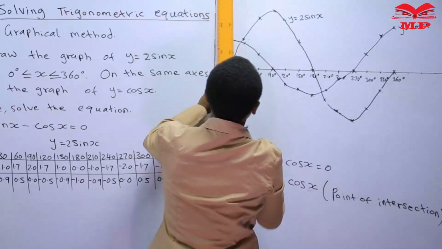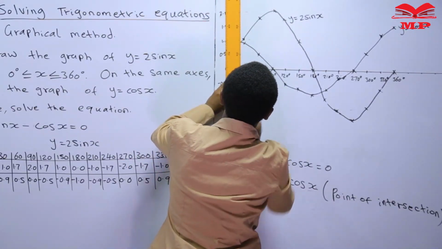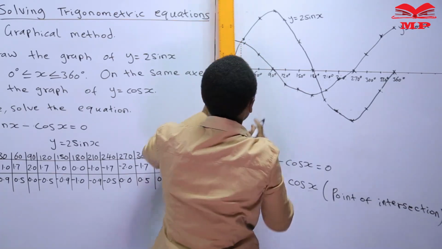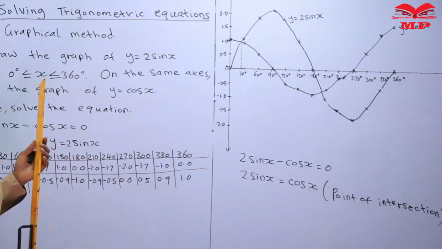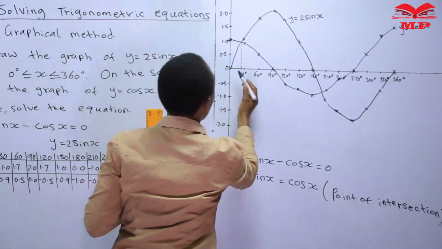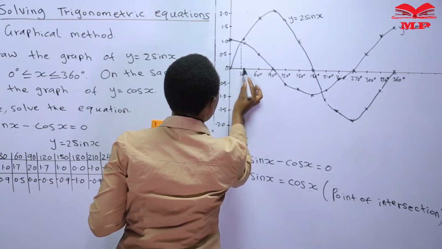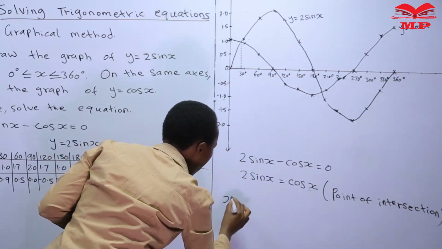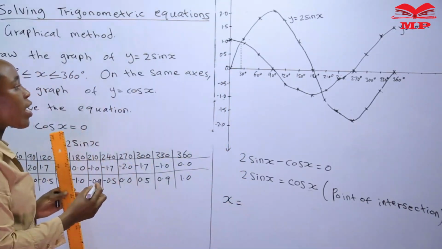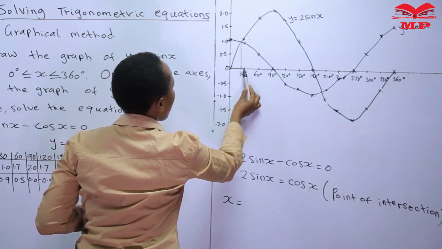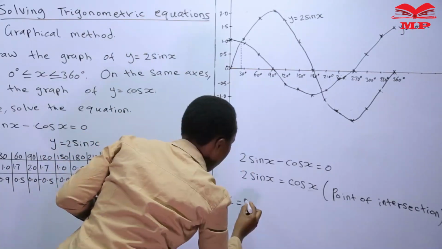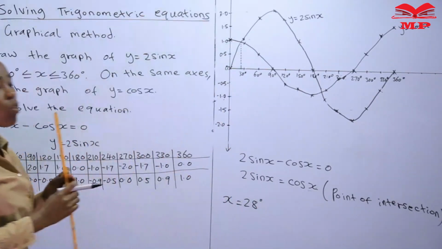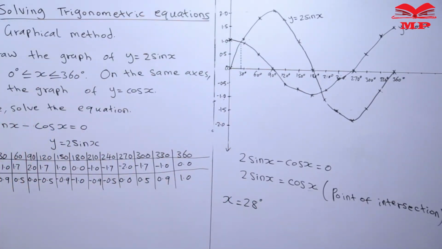Our values of x will be, you just come and read the first angle here, this angle, come and read this angle. It may not be very accurate for my case. So if this is 30, this is almost 30. So we can see our first value of x will be this value which is here. We can see for example it is around 28 degrees.